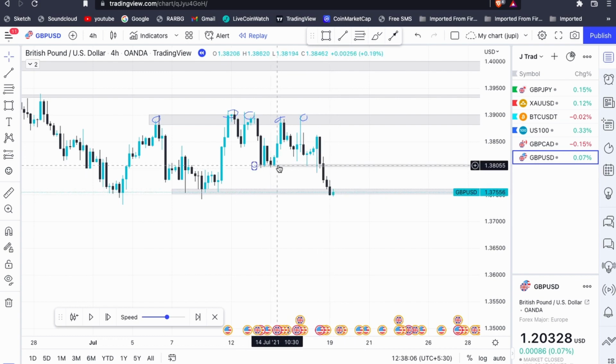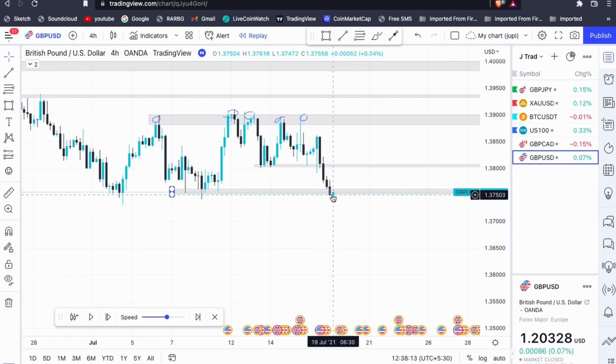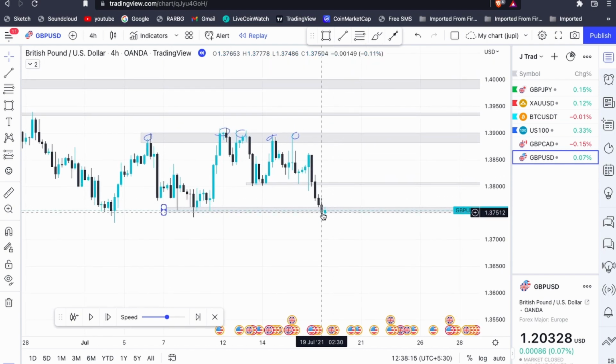this area was a key support area, but it got rejected. It got breached out. So I think this area is going to get smashed, unless it's not going to get smashed or broken, price may go up. Test this area again, because this is now a resistance, right? So let's see.